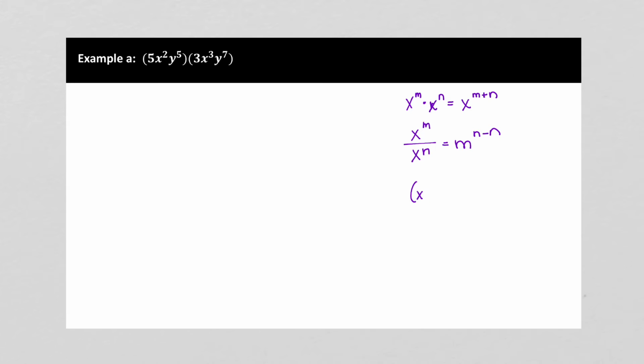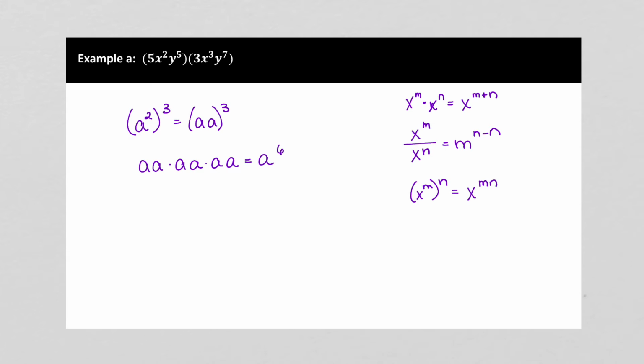x to the m, to the n, is x to the m times n. The reason for that: if you had a squared cubed, that would be a squared times a squared times a squared. Well, that would be a times a times a times a times a times a, which would be a to the sixth. 2 times 3 is 6.